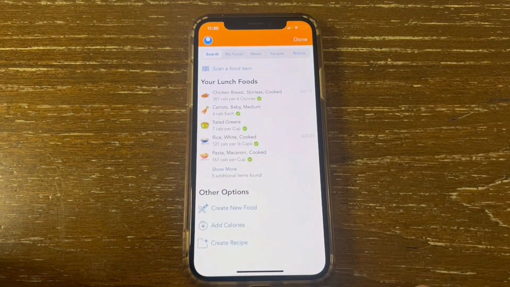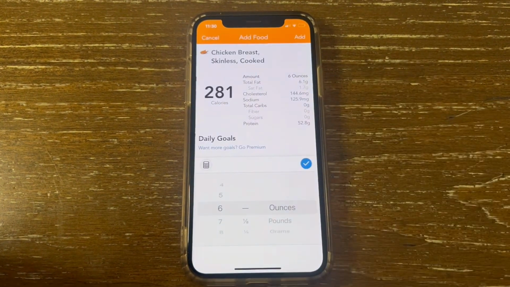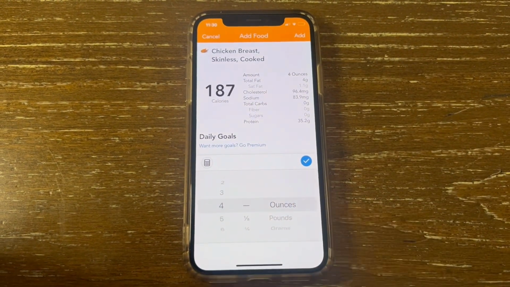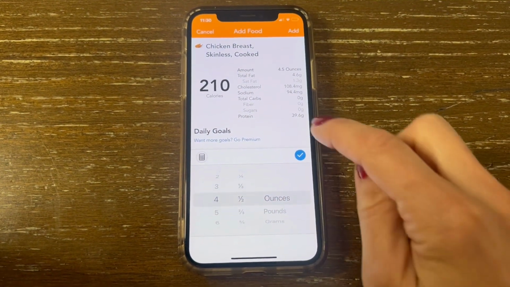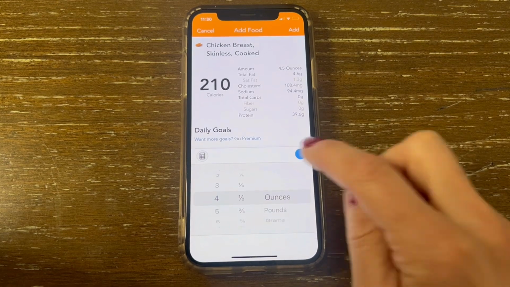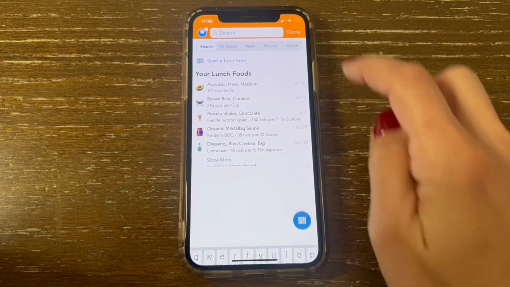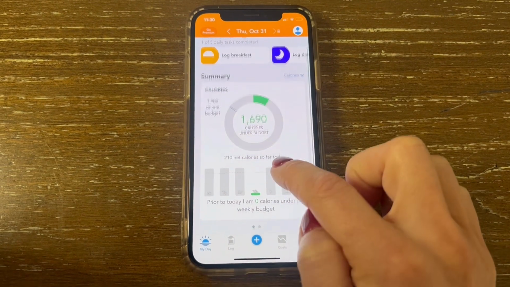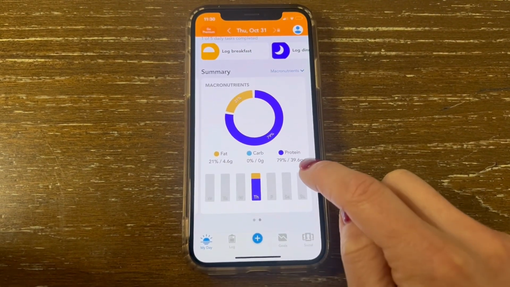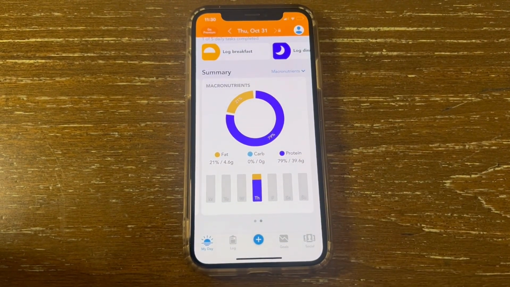Open up Lose It or MyFitnessPal, add your meal, find your chicken breast, toggle the measurement until it equals 40 grams of protein. Hit the check mark to enter it in. And if you want to check and see how much protein was in this meal, go to your daily overview and you can see 39.6 grams of protein.